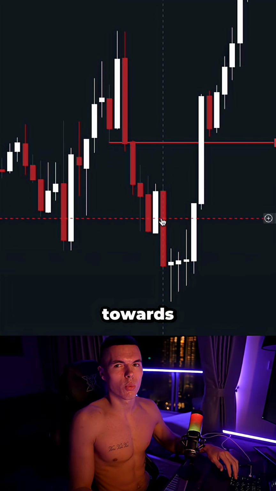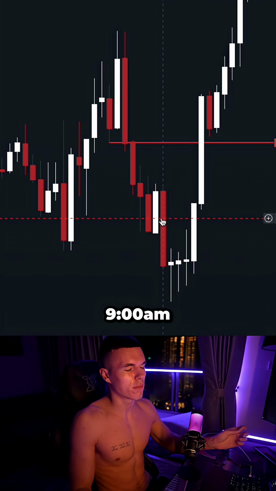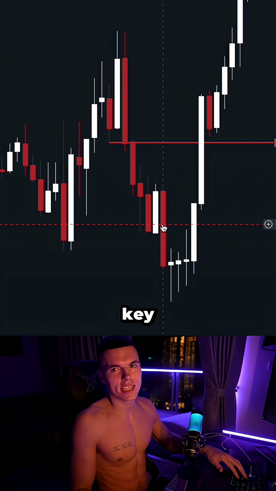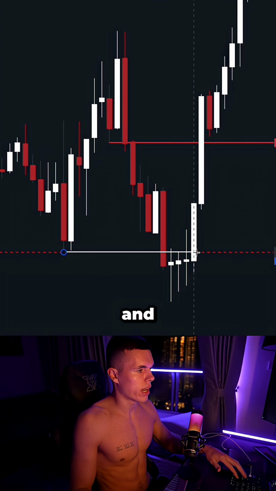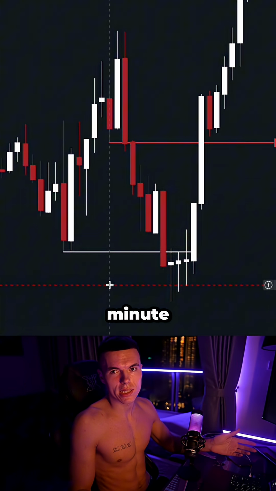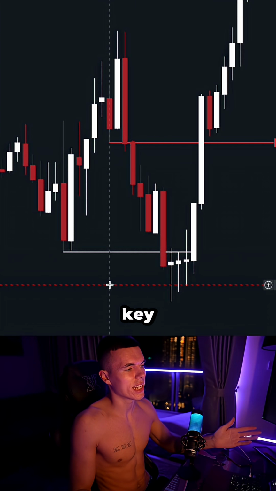As we get towards the macro at 9:43 AM, price takes out a very key liquidity level of the New York Open low. Now the New York Open low and the New York Open high is marked out on the 1 minute time frame, and it is a very important key level to mark out.